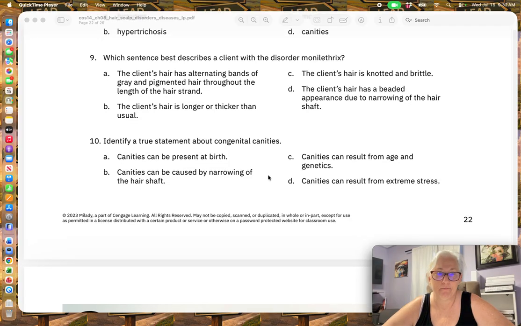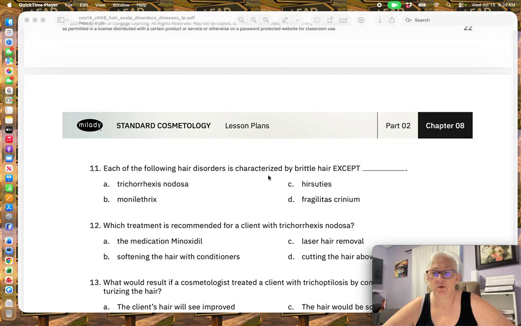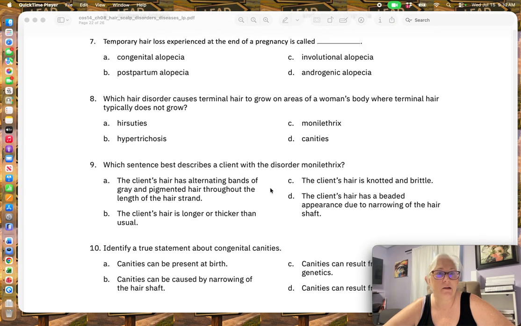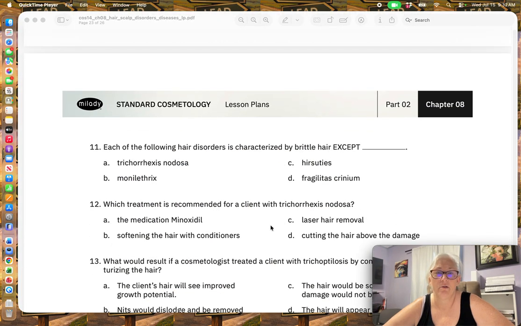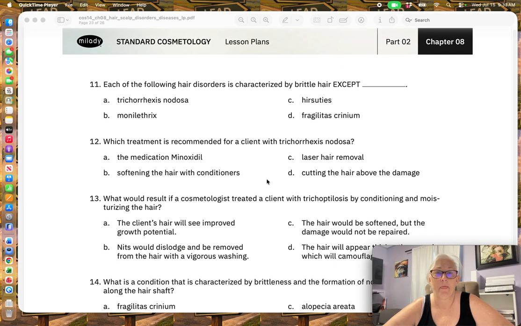Number 11, each of the following hair disorders is characterized by brittle hair except, okay, so all of these are the same except one, right? Trichorrhexis nodosa, monolithics, hirsutis, and fragilitas crinium. All right, so I do know, from when we looked back here, that hirsutis is where you grow hair where you don't belong, so that has nothing to do with brittle hair. So I'm going to go with C as hirsutis for number 11, and that is correct. Hirsutis is the only one that doesn't have to do with brittle hair. All the other ones do.